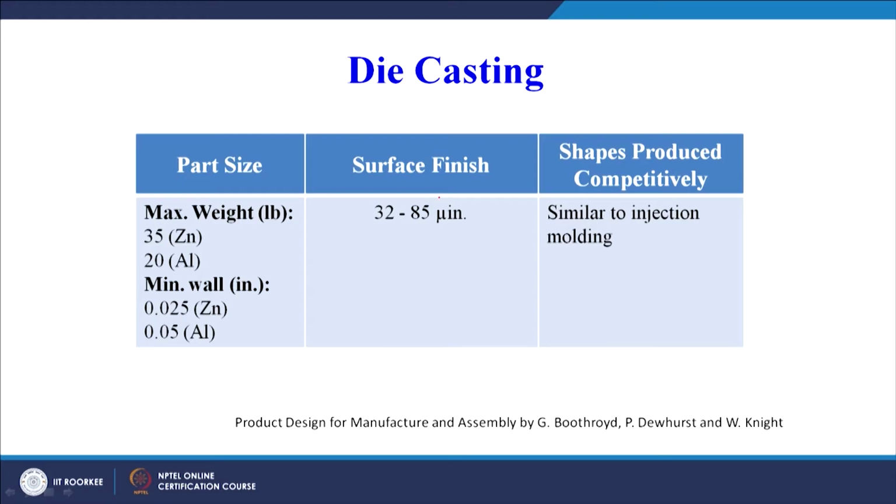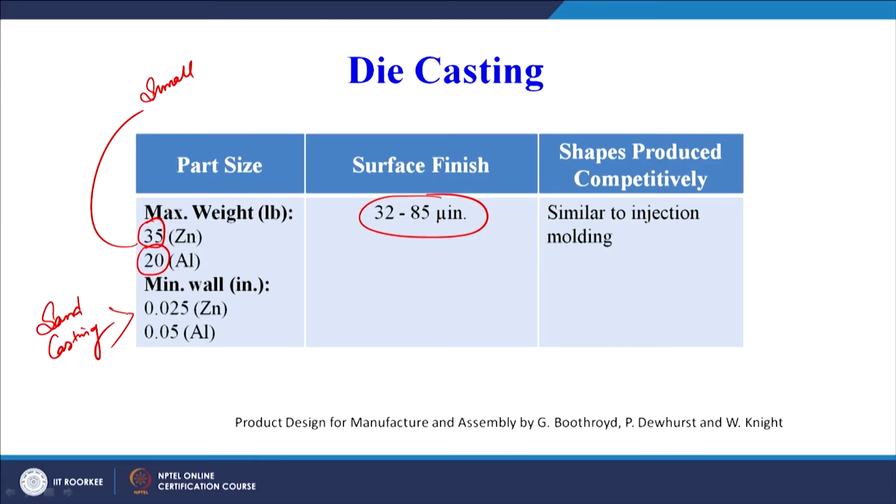Here we can see surface finish 32 to 85 micro inch. Maximum weight you can see 35 here, and it is 20 for aluminum. So, the weight is not that large, weight is small only. Similarly, minimum wall thickness is also smaller as compared to the sand casting process. So, we can say it is smaller than the sand casting process.